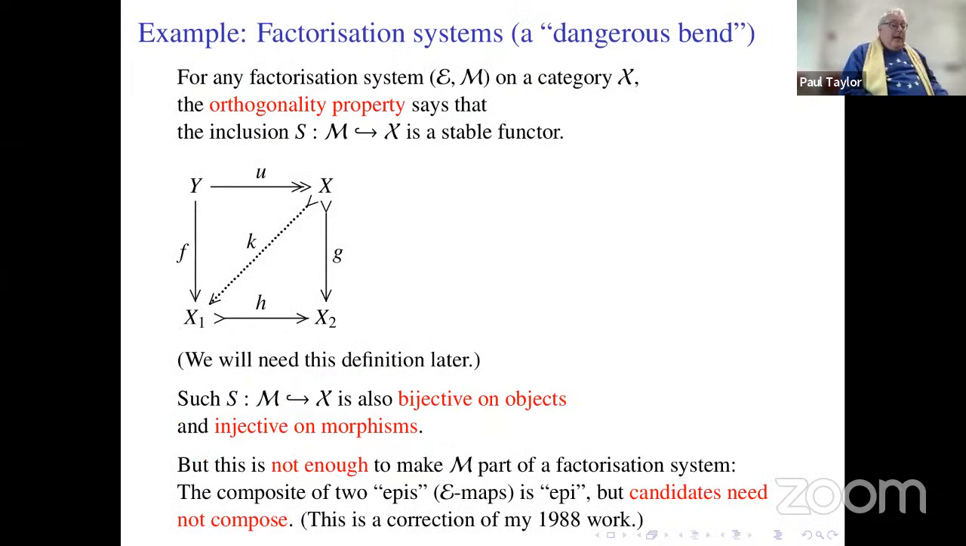So here's a dangerous bend. This definition is very similar to that for a factorization system, except that factorization systems are more special. Every factorization system gives you a stable functor, but not conversely. And the difference is that epis in a factorization system compose, but candidates for a stable functor don't necessarily compose. So I fell into that trap.